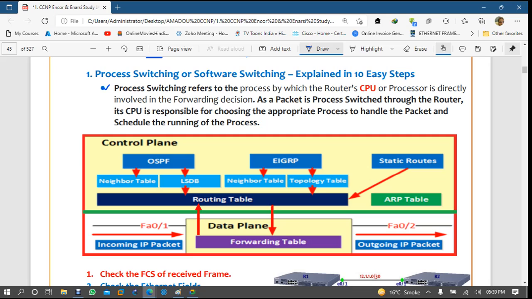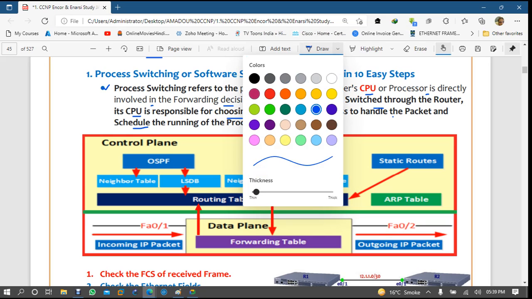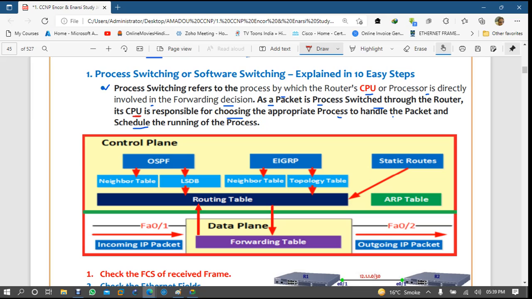Process switching refers to the process by which the router's CPU or processor is directly involved in the forwarding decision. As the packet is switched through the router, its CPU is responsible for choosing the appropriate process to handle the packet and scheduling its running, meaning how it will be forwarded to the destination. So everything depends on the router CPU. If your router CPU is not that strong, your router can hang and restart, and your network will be down until the router comes up. This restarting will be continuous because the router will have that traffic every time.